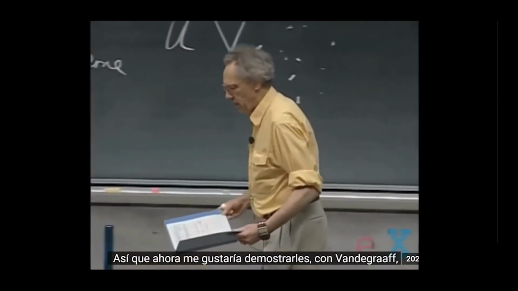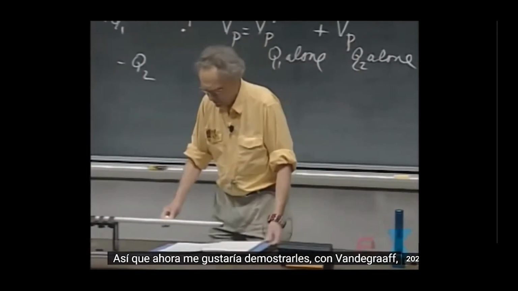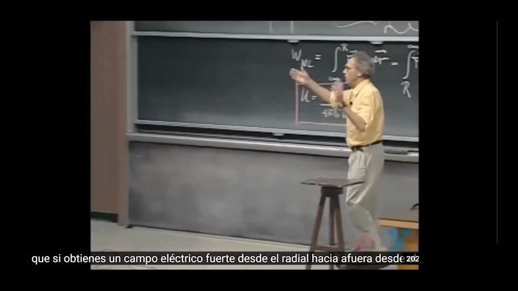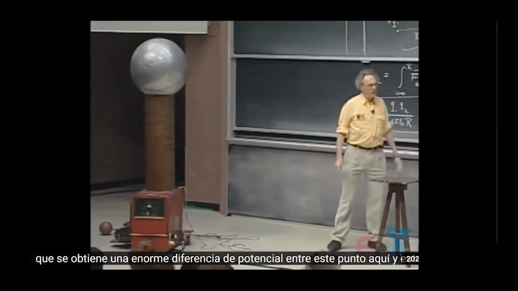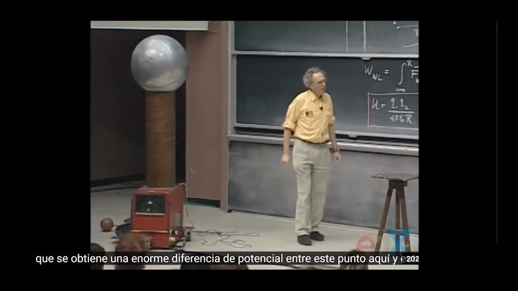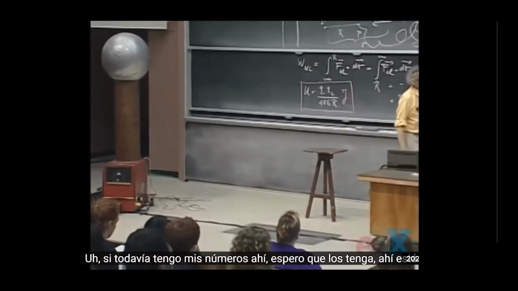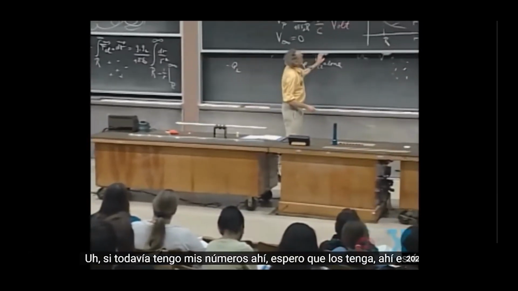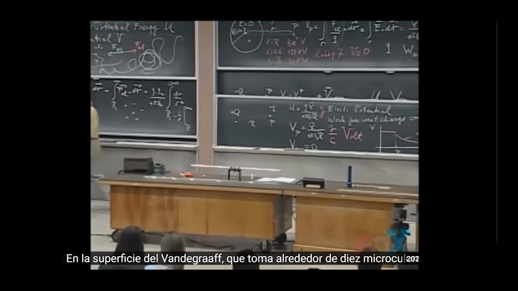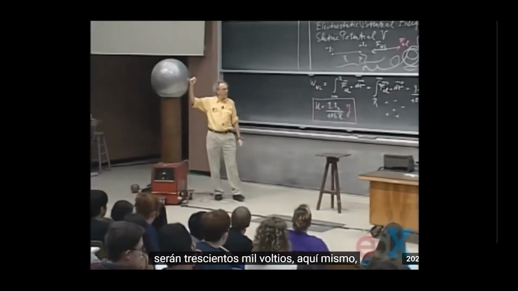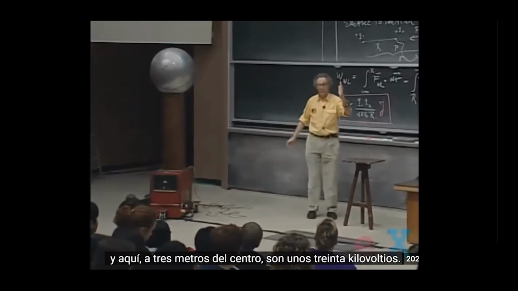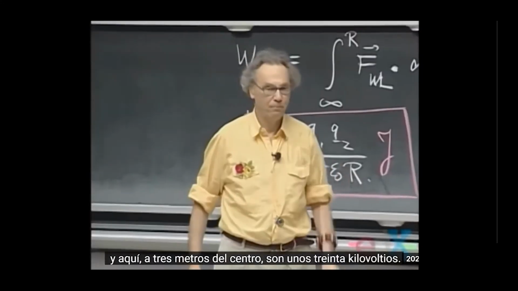So now I would like to demonstrate to you with the Van de Graaff that if you get a strong electric field radially outwards from the Van de Graaff, you get a huge potential difference between this point here and this point there. If I have my numbers still there, I hope I do, there they are. At the surface of the Van de Graaff, which takes about 10 microcoulomb, it would be 300,000 volts right here. Here it would be 150,000 volts, and here, 3 meters from the center, it's about 30 kilovolts.